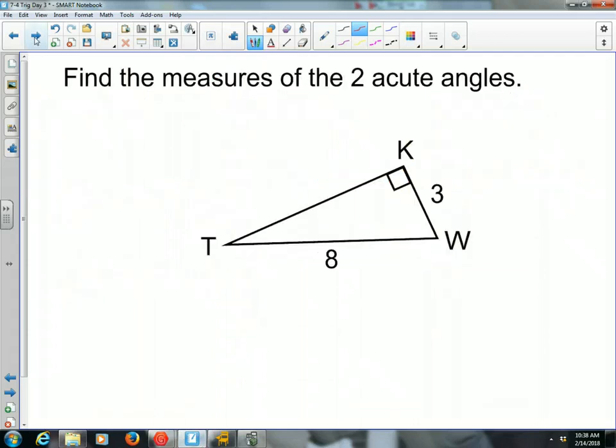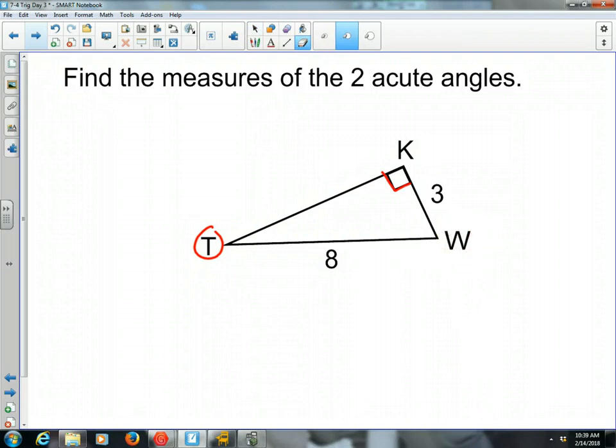All right, so let's talk about how that helps us. Here, we want to find the measure of the two acute angles. In every right triangle, one of the angles is 90. The two other angles are acute angles because they have to add up to equal 90. So angle T and angle W are complementary because they add up to equal 90 degrees. So let's find the measures of those two acute angles.